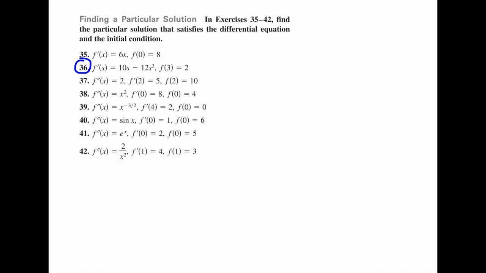Alright, so if f prime of s equals 10s minus 12s cubed, then f of s would equal, I need to take the antiderivative of each one of these terms.